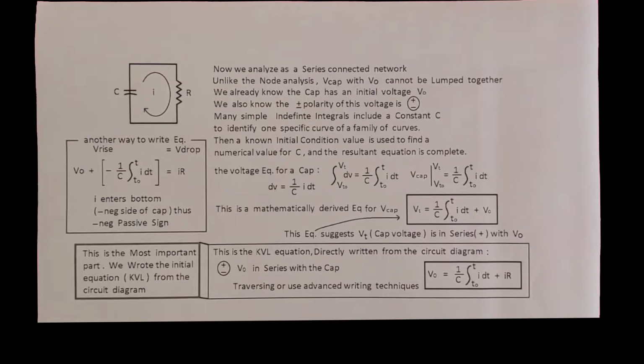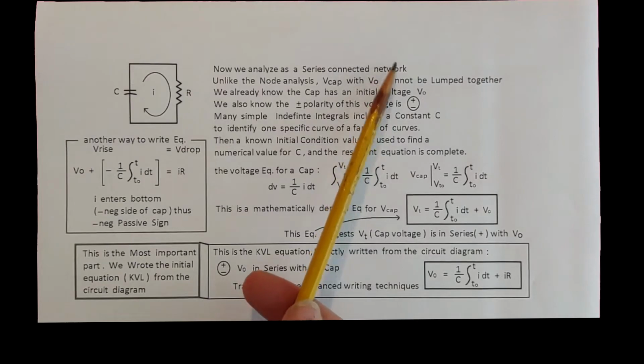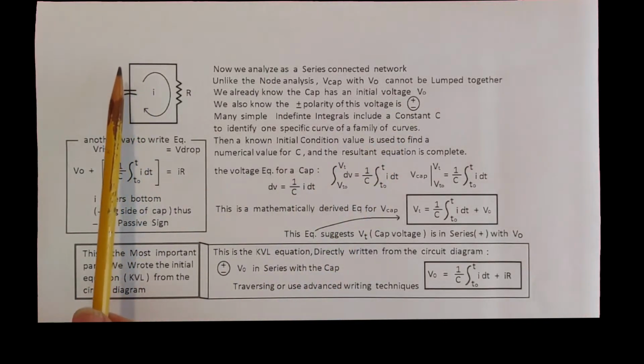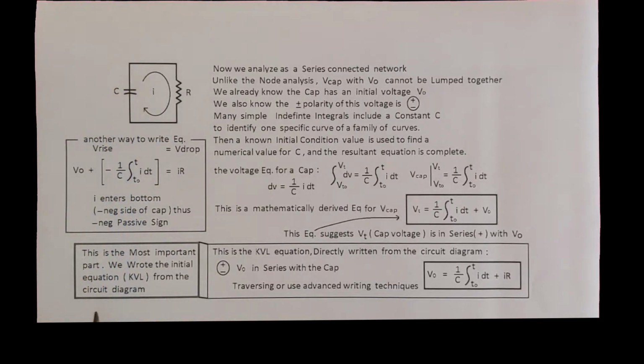On frame number 2, I didn't point that out when I had over here the underlined when you did the node analysis. All of the cap voltage is equal to the node voltage. There's no resistance in the cap branch, so that consolidated all of the cap voltage as the node voltage. That's the easy way to analyze a circuit, is node analysis.